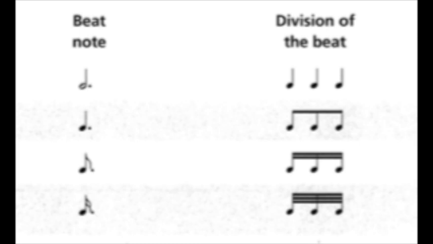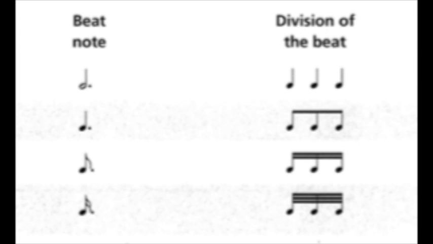We can see the same here for the dotted quarter note. The division of the beat would be eighth notes. If it was a dotted eighth note, 16th, dotted 16th, 32nds. So if we have our main pulse, there's our main pulse. We have do do do do do do do do do do do do.